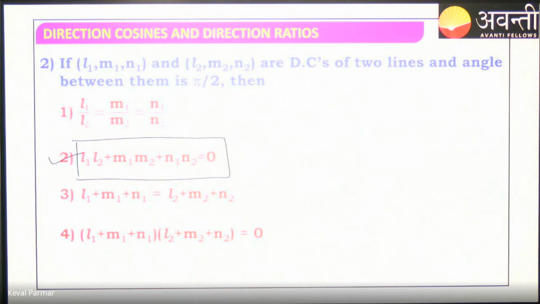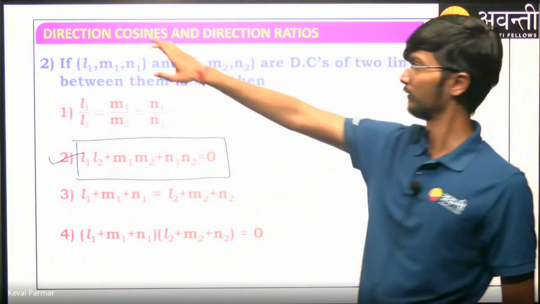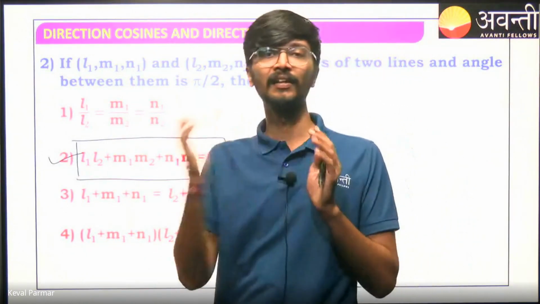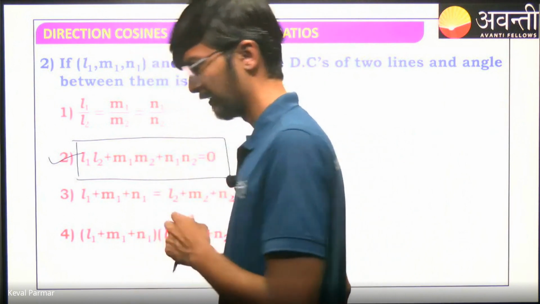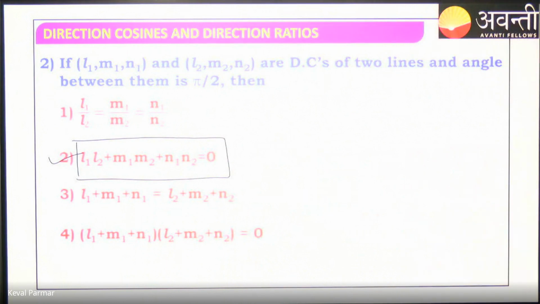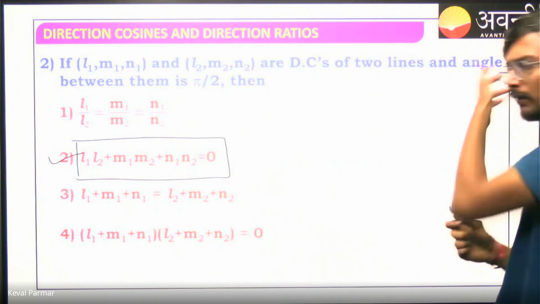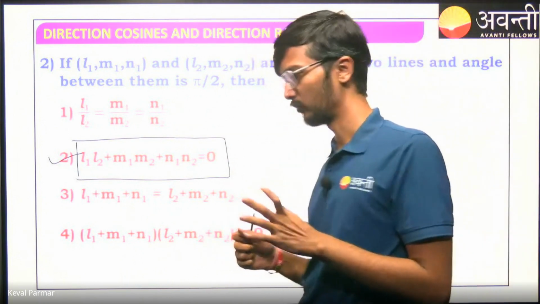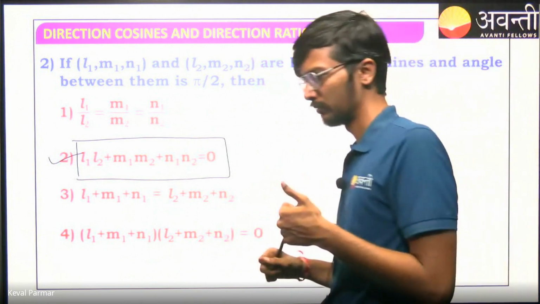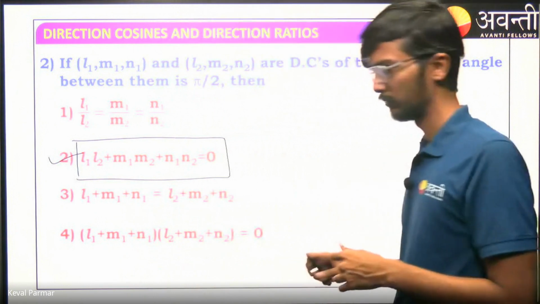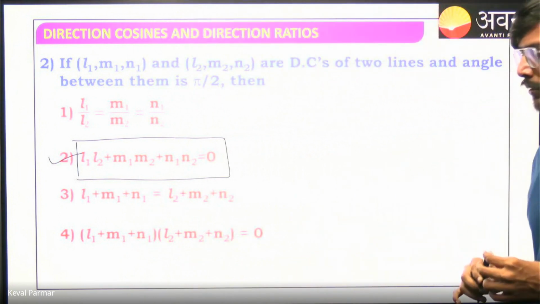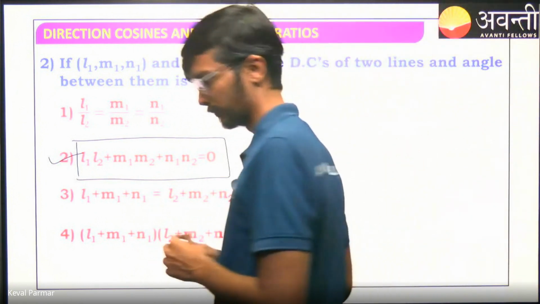You can see the heading here. It is direction cosines and direction ratios, which is basically we are doing 3D. Got it, Antara? 3D we are doing, 3D geometry. Direction cosines and direction ratios. Okay? Correct? Yes or no?